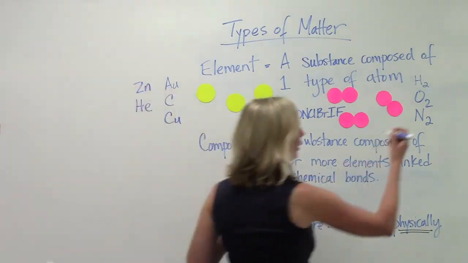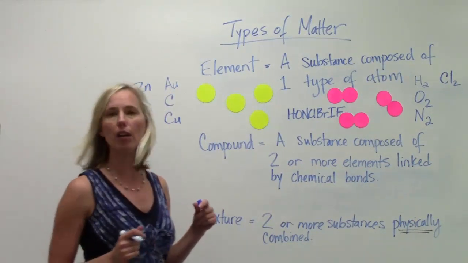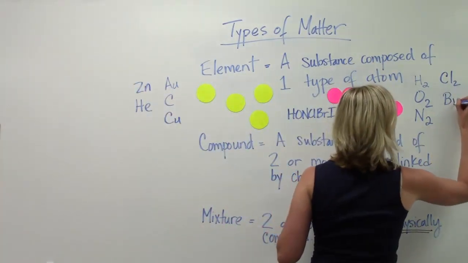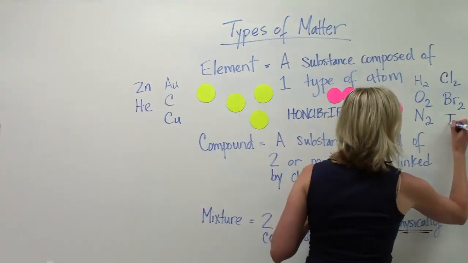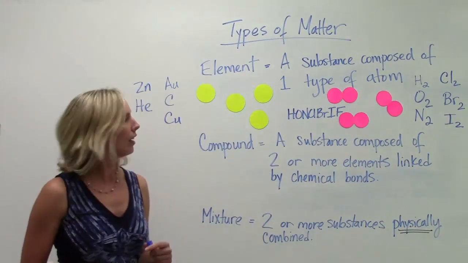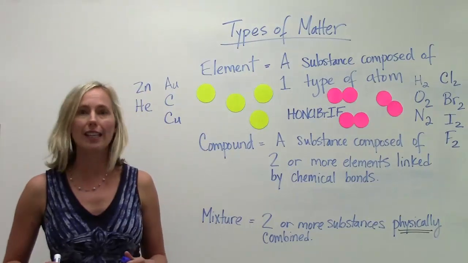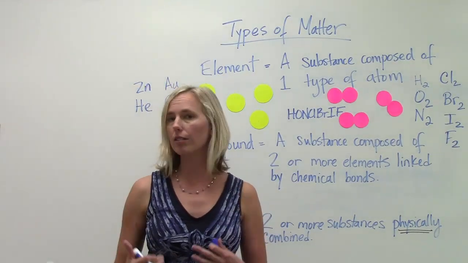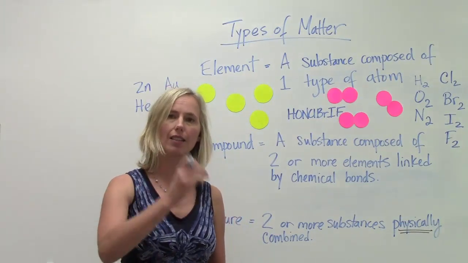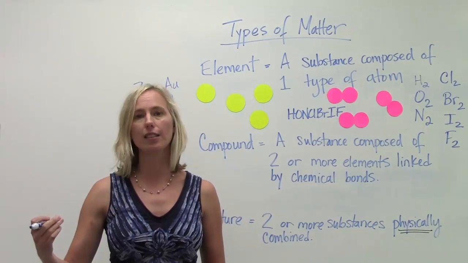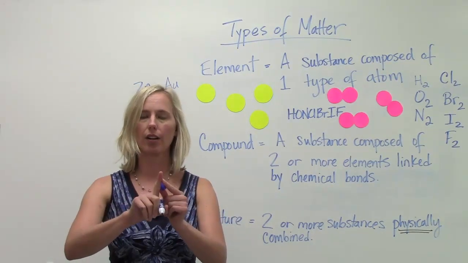Cl stands for chlorine, a toxic green gas. The Br stands for bromine, which is a red liquid. I is iodine, a purple solid, and F stands for fluorine, which is a yellow toxic gas. So these 7 elements, whenever they're found in nature, do not exist as single atoms by themselves. They exist as molecules. The two atoms are connected together with a bond.